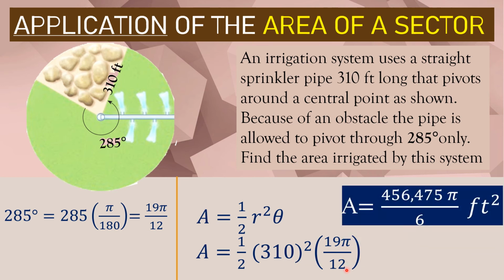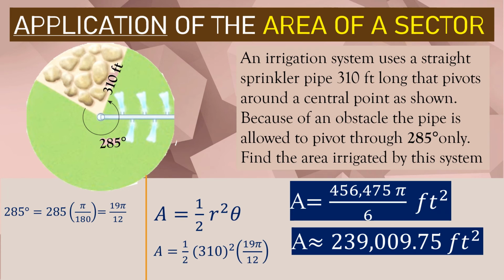The area is 456,475 pi over 6 square feet. Okay, we approximated that. Area is approximately 239,009.75 square feet. Okay, so ganun kalawak ang didiligan ng sprinkler pipe na yan.